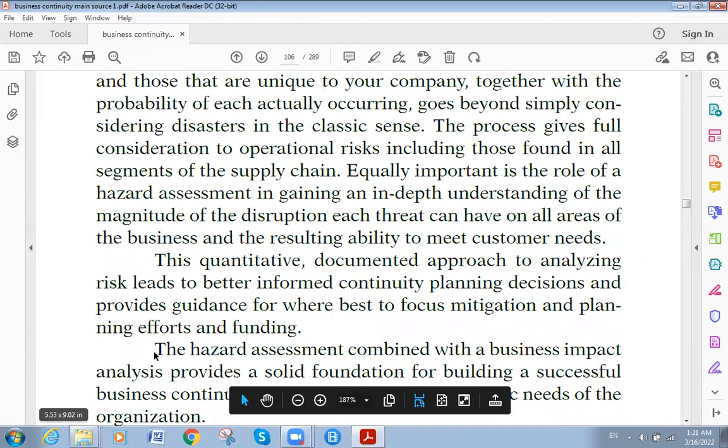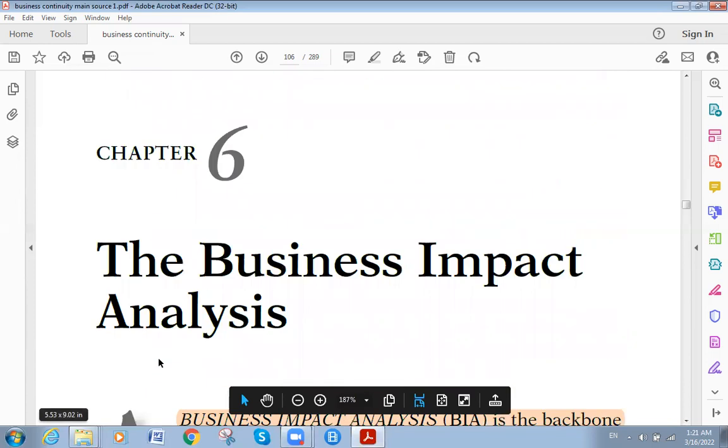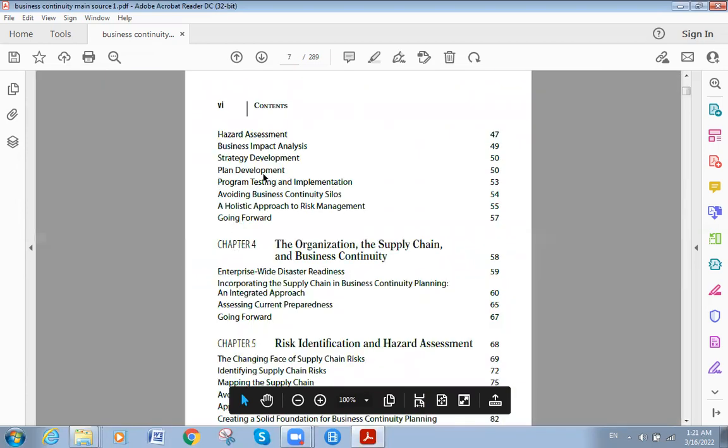We'll move now to another chapter, which will probably be chapter 6.